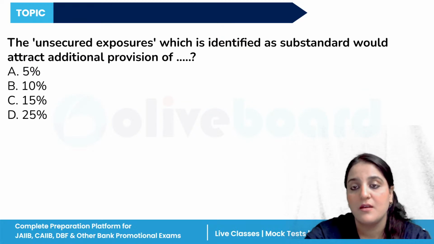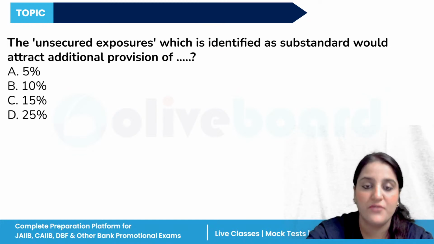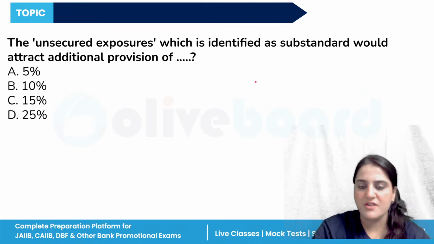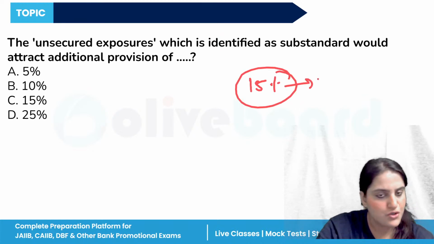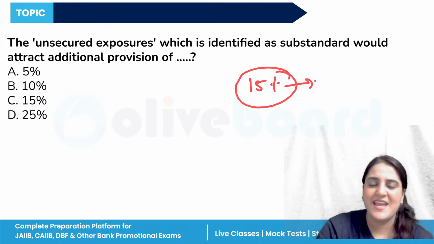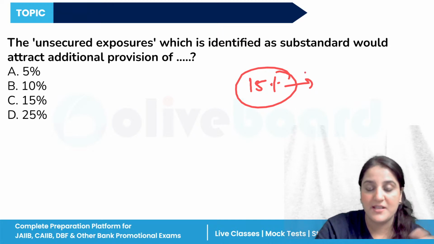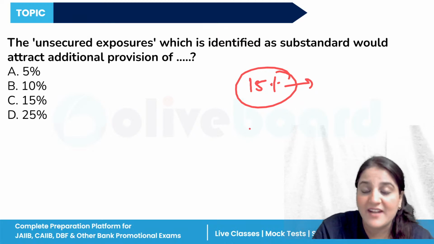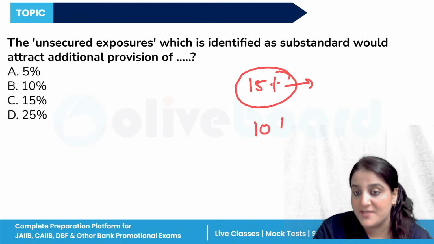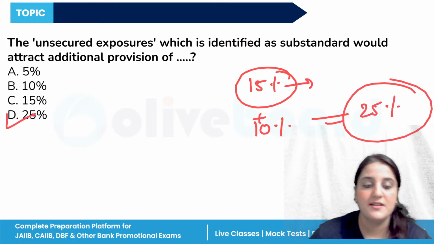Unsecured exposures which are identified as substandard would attract an additional general provision of 15% on the total outstanding, to be made without making any allowance for the ECGC guarantee which covers the securities available, and the unsecured exposures which are identified as substandard would attract an additional provision of 10% too. So total is 25%. That 25% is the correct answer.